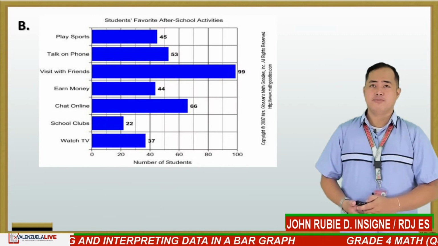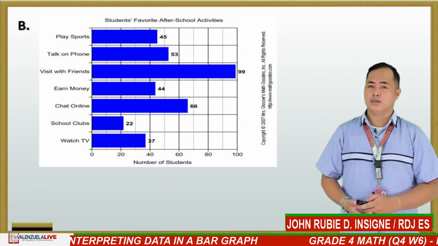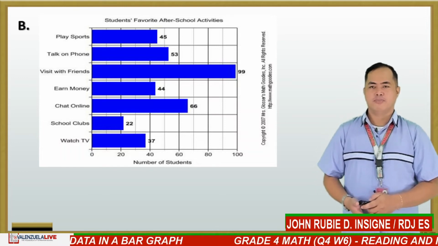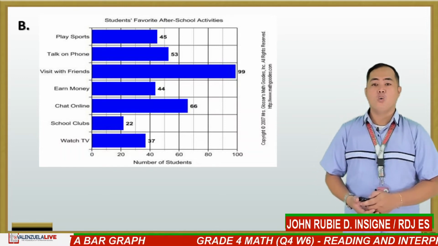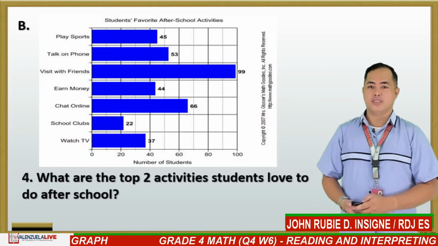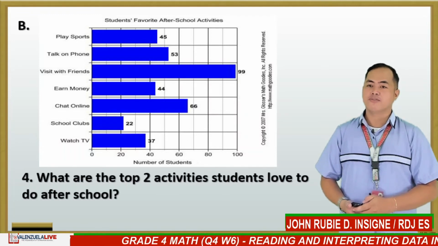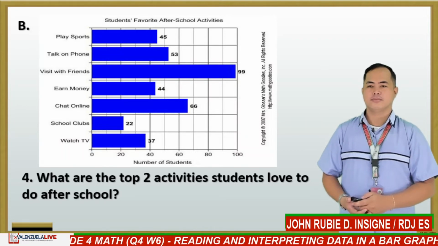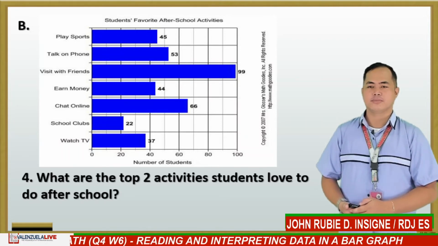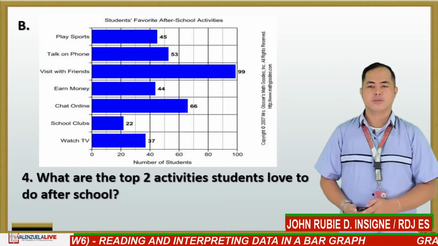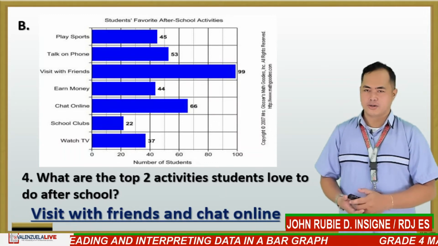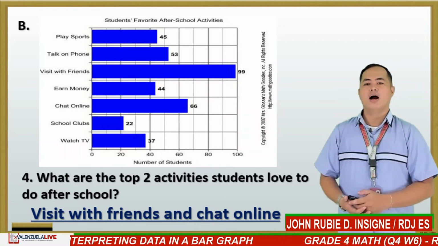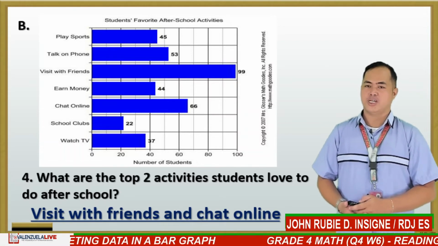For question number 4 and number 5 and number 6, here is another given bar graph. For question number 6, what are the top 2 activities students love to do after school? You are correct. The top 2 activities they love to do after school are visit with friends and chat online.